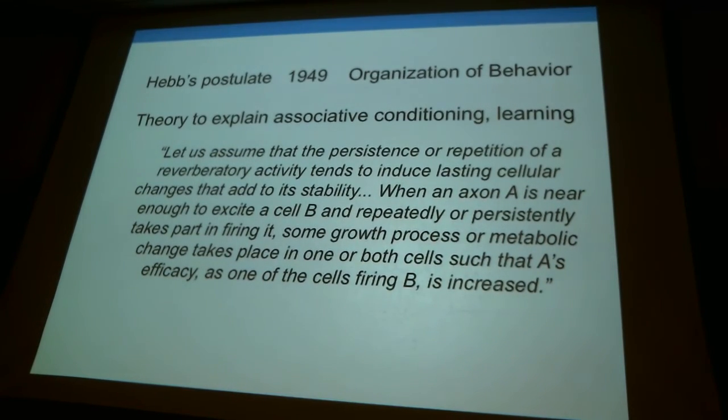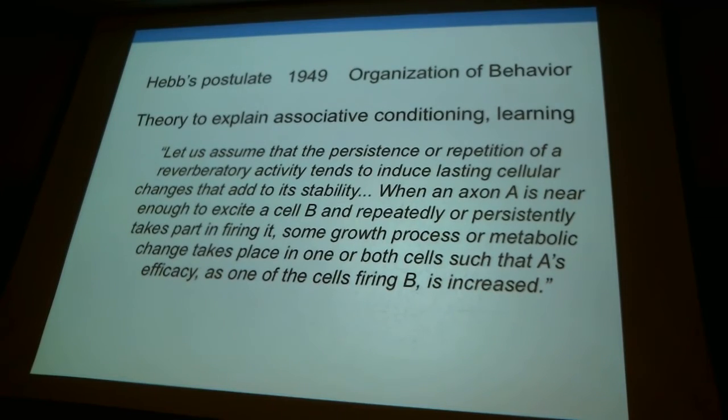And so he said, let us assume that the persistence or repetition of a reverberatory activity tends to induce lasting cellular changes. With axon A, so reverberatory, he's really talking about spiking activity. When axon A is near enough to excite cell B, and repeatedly and persistently takes part in firing it, some growth process or metabolic change takes place in one or both cells, such that A's efficacy as one of the cells firing B is increased. All right, what does that mean?